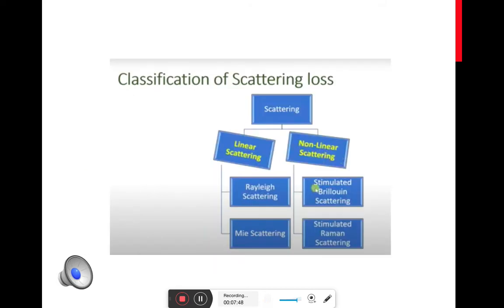The scattering losses can be classified into two main categories, that is linear scattering and non-linear scattering. Linear scattering is divided into Rayleigh scattering and Mie scattering, and non-linear scattering is divided into stimulated Brillouin scattering and stimulated Raman scattering.